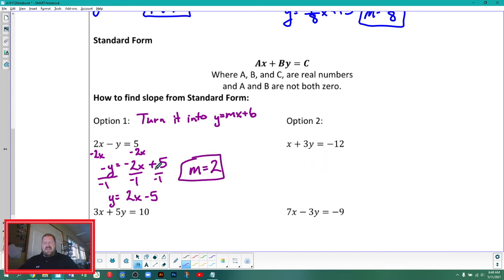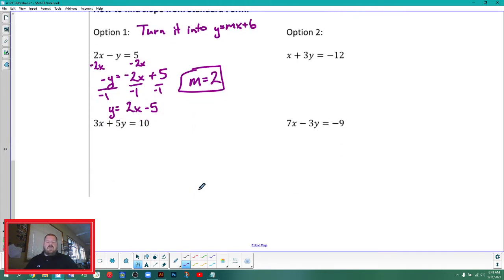Now, I wish I had the same problem over here. That would have made life a little bit easier. But let's do a couple more this way and then see if we can see a pattern. Okay, maybe we'll do one more this way. How's that sound? So I'll do the same thing here.